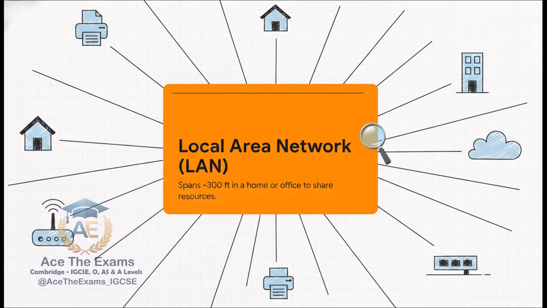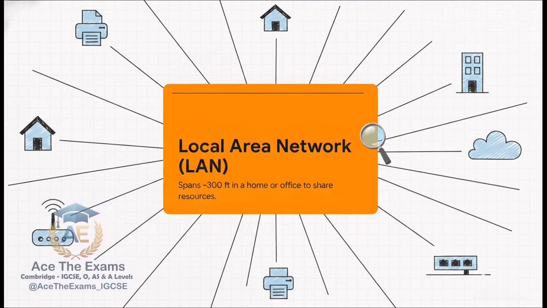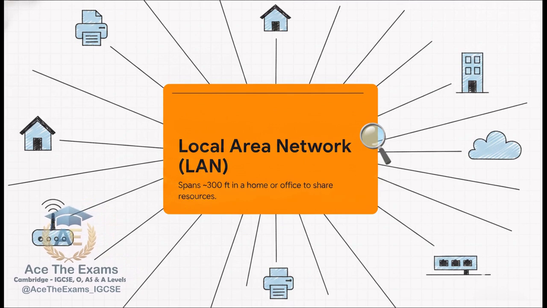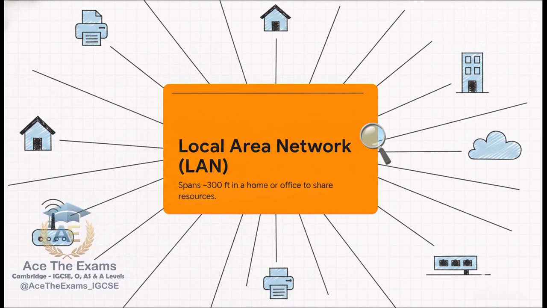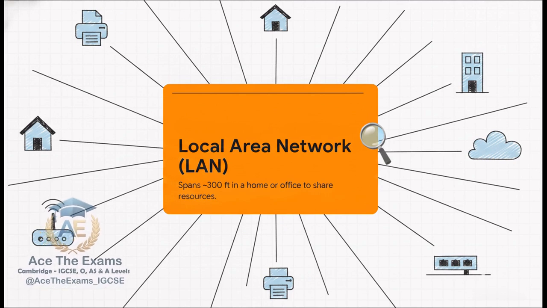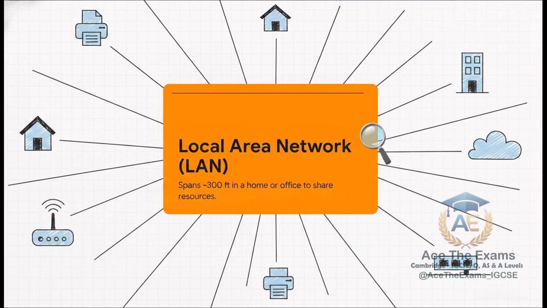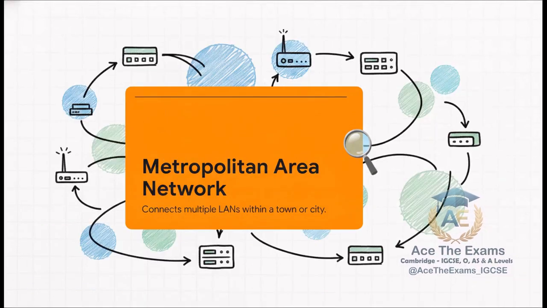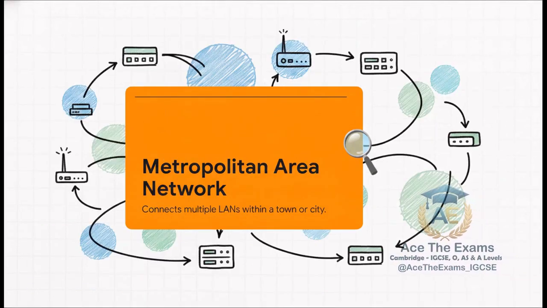Now, broadcasting distance definitely varies, but a LAN generally spans around 300 feet, which is roughly 91.44 meters or slightly more. Any computer on this network can share connected resources, like a high-speed internet connection or shared printer down the hall. But what happens when we need to scale up our network?